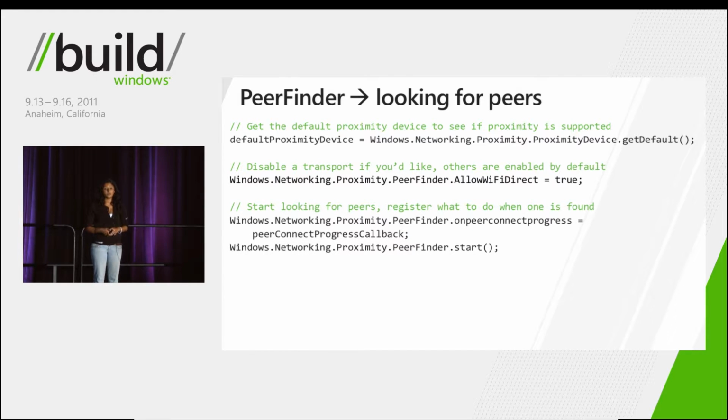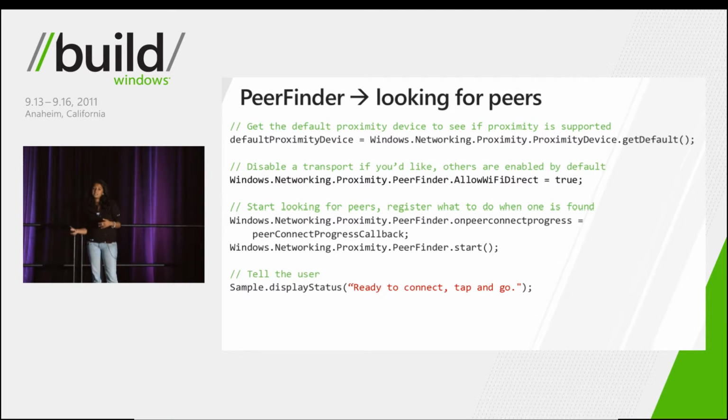So next thing you're going to want to do is actually start looking for peers. So you can see there's a really, really simple call here, which is Windows.Networking.Proximity.PeerFinder.Start. And that'll just get you in a state that's ready to look for peers. And from a UI perspective, that kind of means that you need to tell the user, I'm ready for a tap. Whenever you're ready to tap against someone else, I'm looking for someone else to tap with.